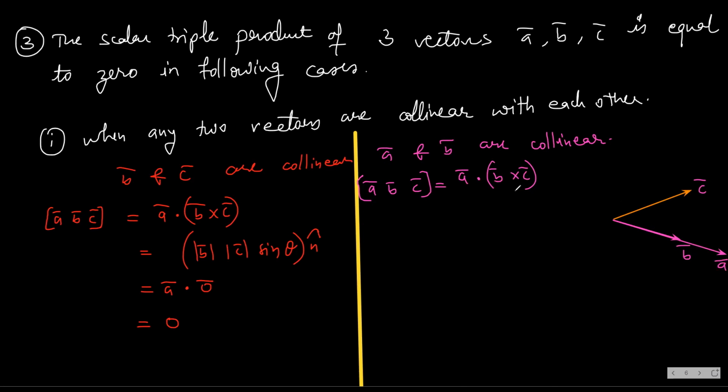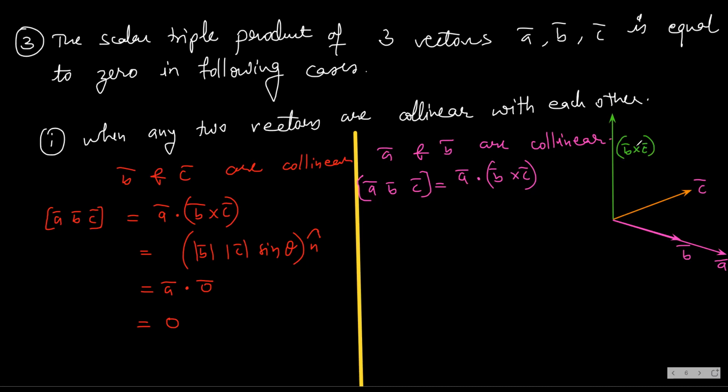What are we going to find? First, we'll find B bar cross C bar. Try to understand, students, I'm finding B bar cross C bar. I will start from B bar. I will keep the four fingers of my right hand in the direction of B bar, and then bend them towards C bar. The direction of the thumb gives me the direction of B bar cross C bar. So B bar cross C bar will come this way.